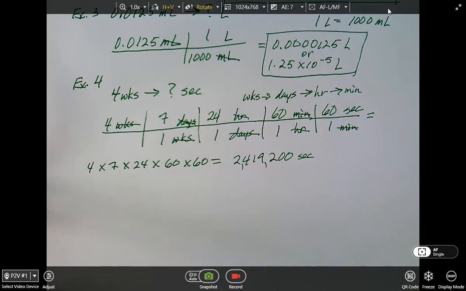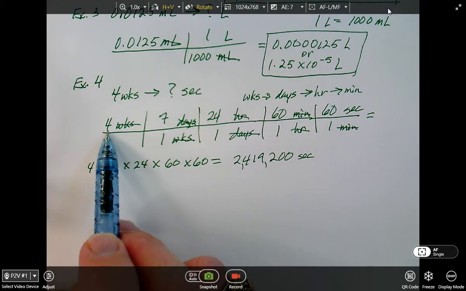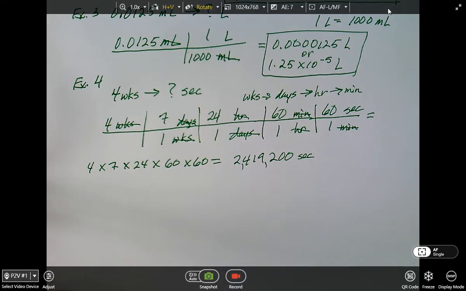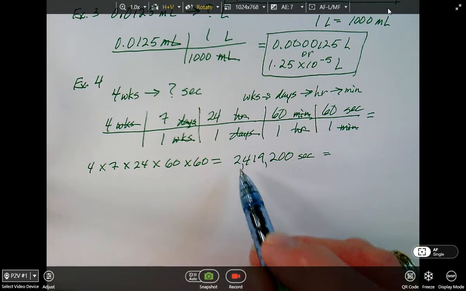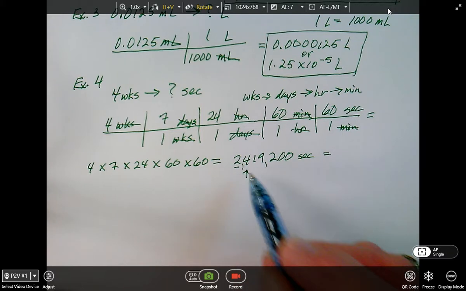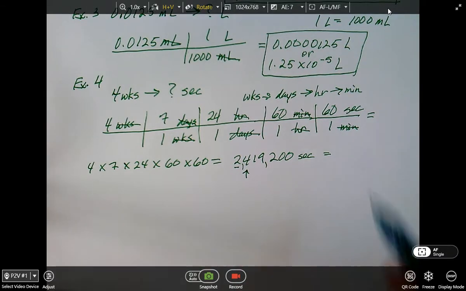Now the problem is we have to look at significant figures. Now conversion factors like 7 days equals 1 week, 24 hours in 1 day, 60 minutes an hour, those are considered infinitely significant. So we don't worry about those. What we do worry about is the number we started with. And this number 4 has how many significant figures? 1 significant figure. So we need to round this off to 1 significant figure. So this is the first figure. This is what we're going to use to round. It's a 4, so that keeps that as a 2.